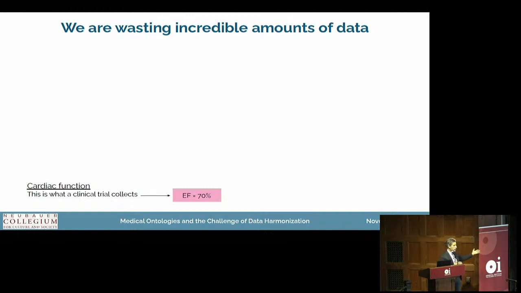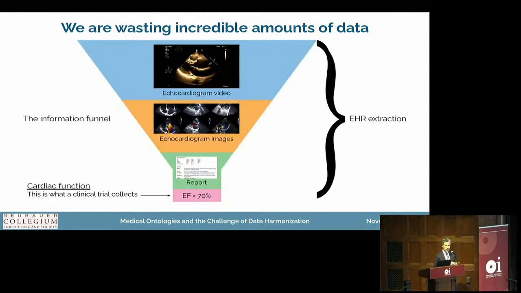If I'm running a clinical trial and I want to know the heart function for the child, I put in this ejection fraction, 70%, which means that every time the heart beats, 70% of the blood shoots out of the heart. That's the function that I record. How did that number come about? Well, it came from a report which came from a video echocardiogram, which is full of rich information. We throw all that out in a clinical trial, and we just record that ejection fraction.